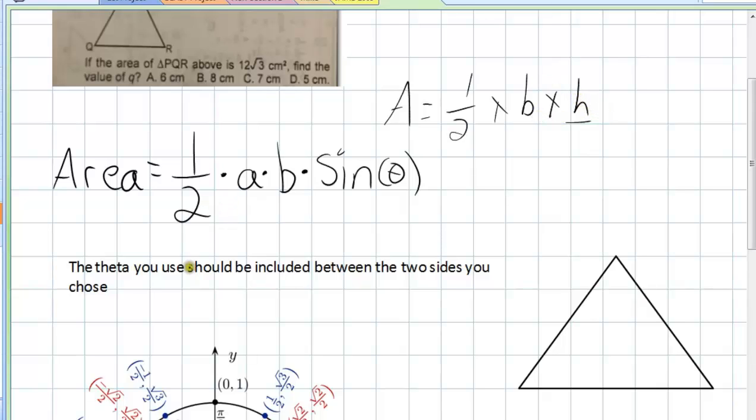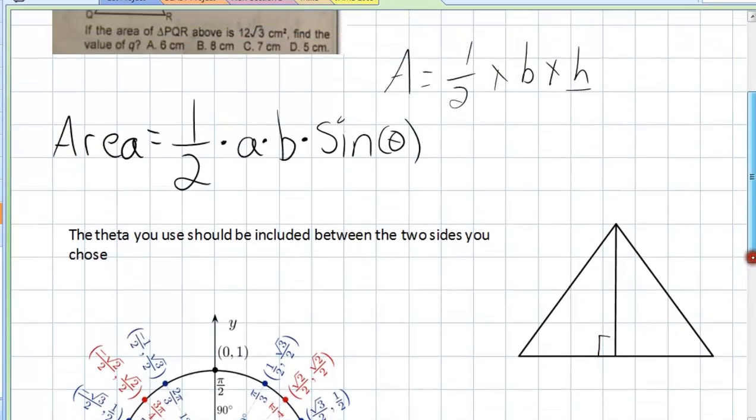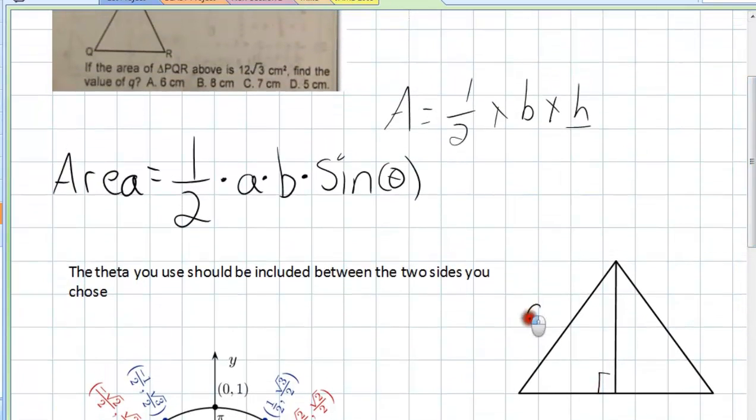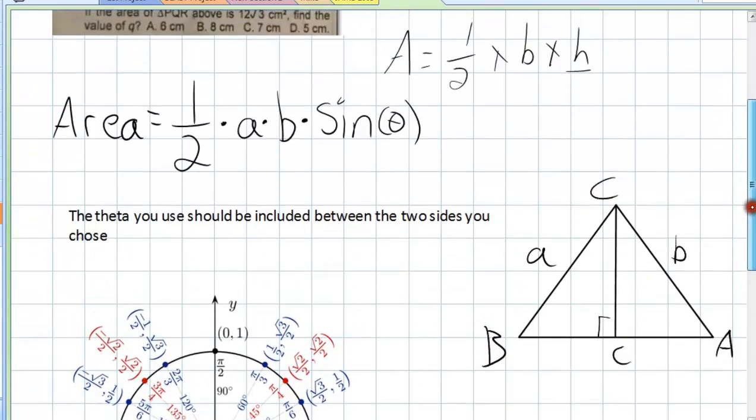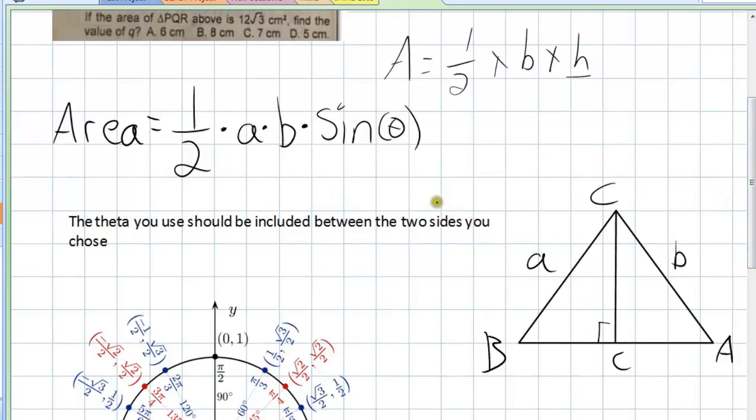But when you have a triangle that's not necessarily a right triangle, it's a little bit different to find the height. I'll show you where it comes from. Say I made a right triangle out of this. So here's a right triangle, and let's say that I have sides A, B, and C, and these are my angles. Alright, so the sine of theta.